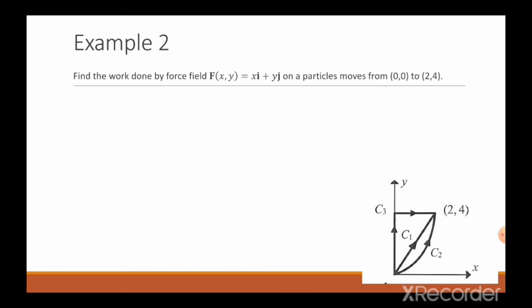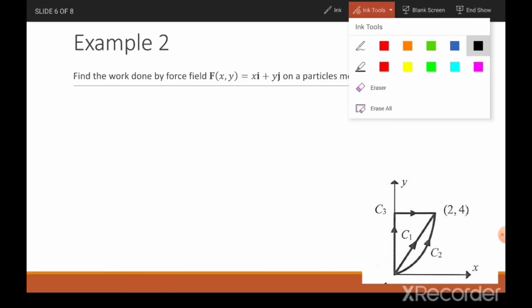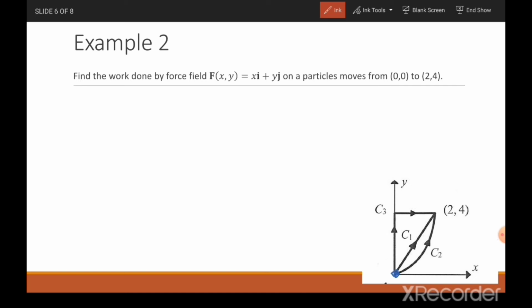Okay, this is the example that I want to show you of the conservative force field, or work done. This is a vector field and the point moves from point 0, 0 until 2, 4. As you can see, they have 3 paths, C1, C2 and C3. We just want to confirm whether this is conservative or non-conservative. So we need to do the paths one by one and compare. First we do C1, the integral of f dot dr.